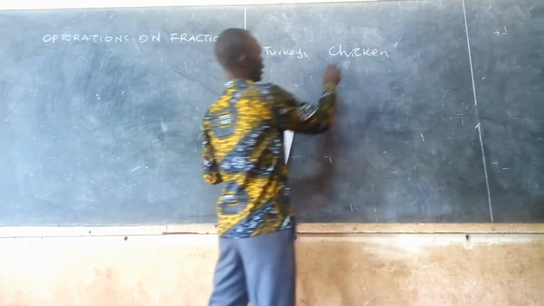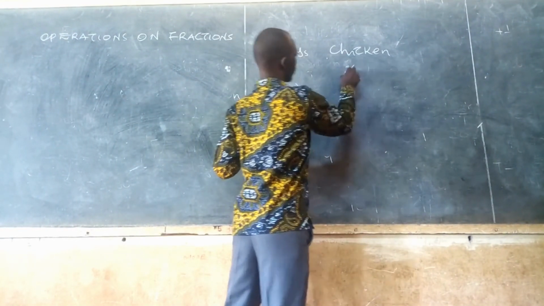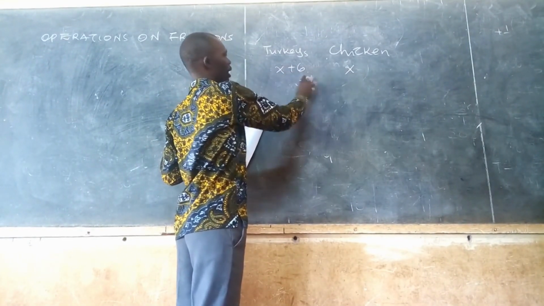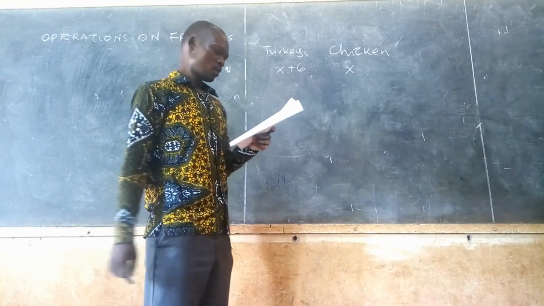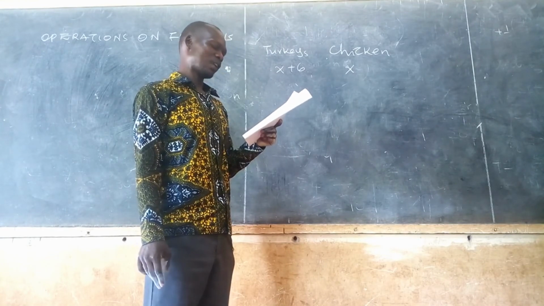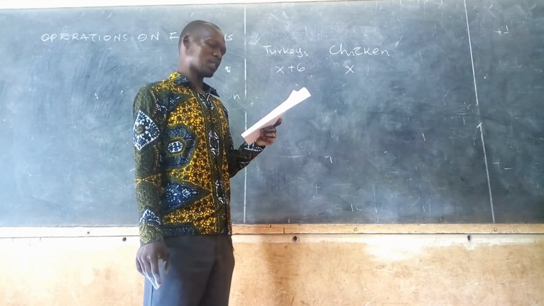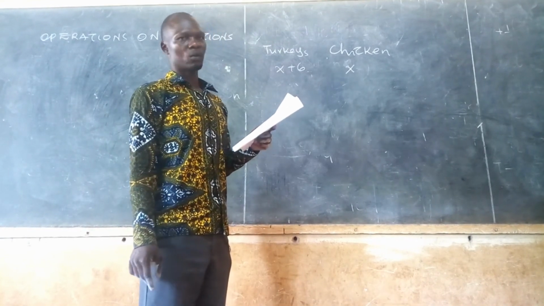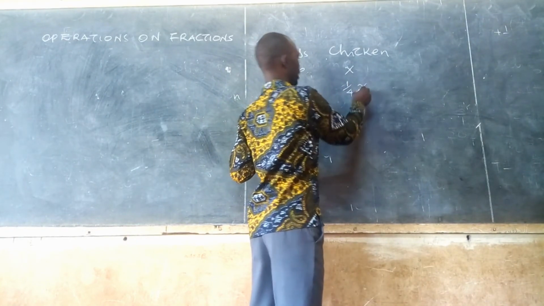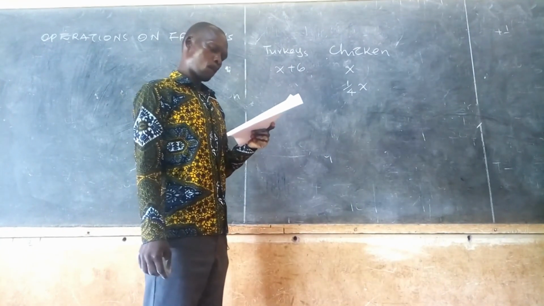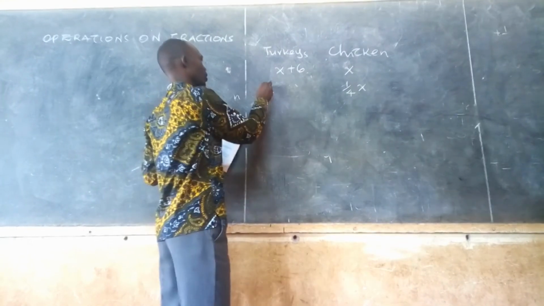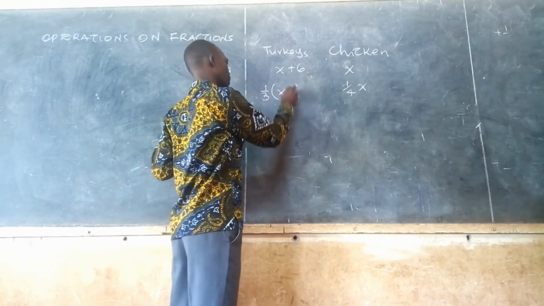For that reason, I will give chicken to be X. Because turkeys are more, this one will be X plus 6. You must know how to manipulate that algebra. Mr. Sudi keeps turkeys and chicken. The number of turkeys exceeds the number of chicken by 6. During an outbreak of a disease, a quarter of the chicken, so that would mean a quarter of X, and a third of the turkeys. That will be 1/3 into X plus 6.